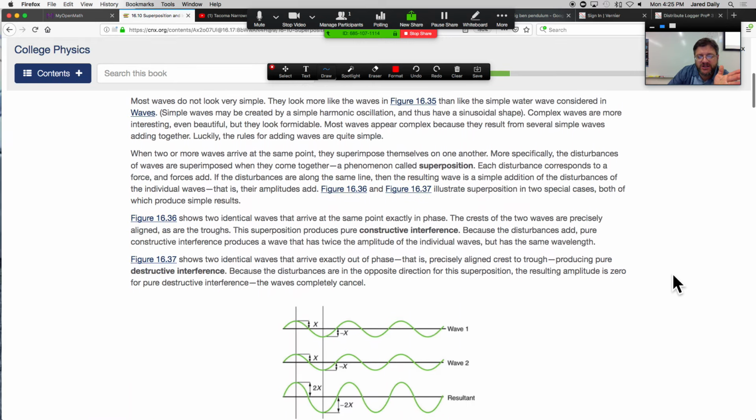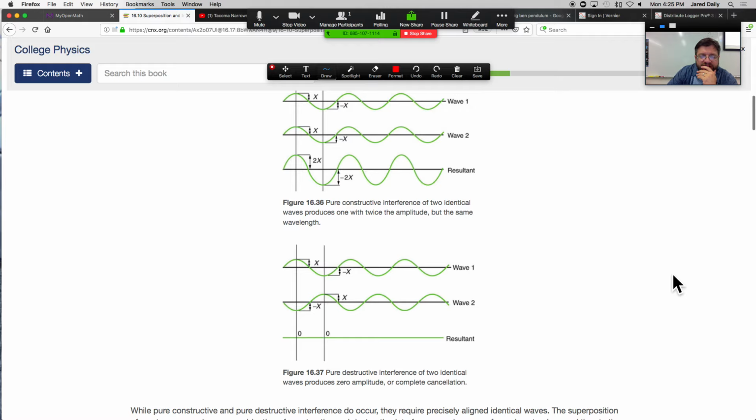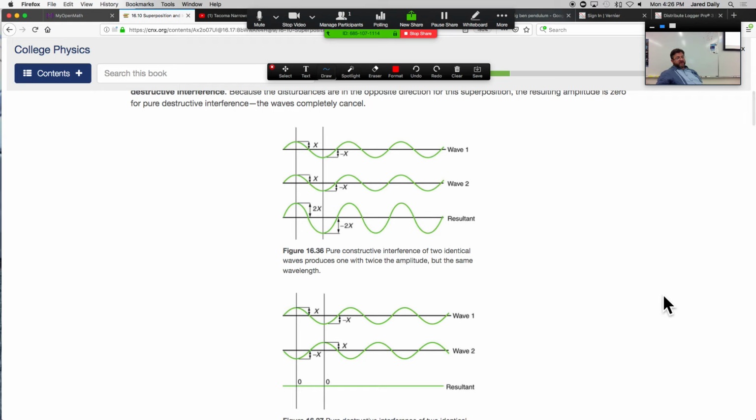So, superposition. Now, interference is the resulting wave when two waves superimpose, when two waves pass each other and they add to each other. If one is a positive 5 peak and the other is a negative 5 peak, a positive 5 plus a negative 5 will equal 0. But if both of them have positive 5 peaks, you're going to get a positive 10 peak when they pass each other. And the new pattern that is formed is often called the interference pattern.